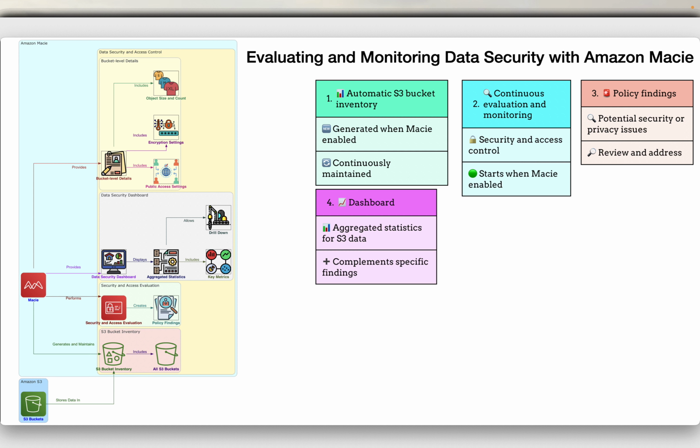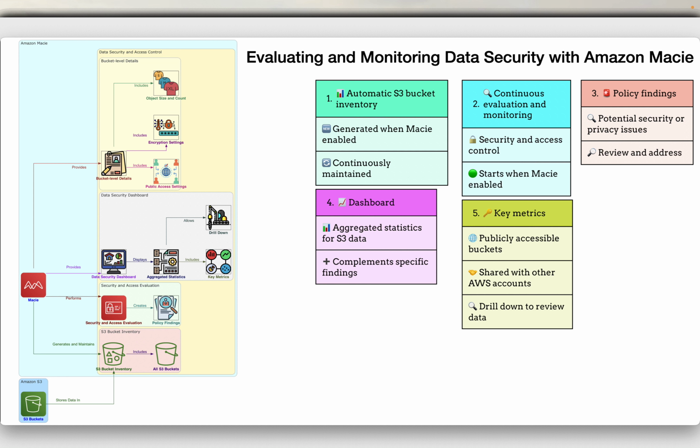In addition to specific findings, a dashboard provides a snapshot of aggregated statistics for your organizational S3 data. The dashboard includes statistics for key metrics such as the number of buckets that are publicly accessible or shared with other accounts. You can drill down on each statistic to review the supporting data.